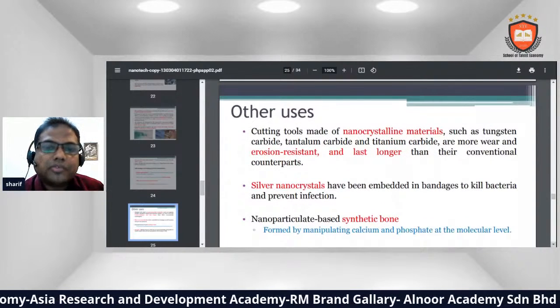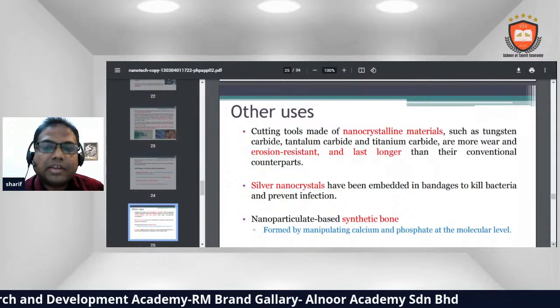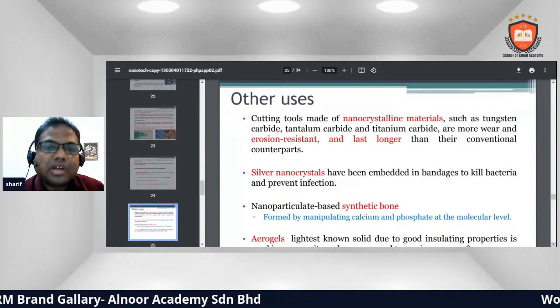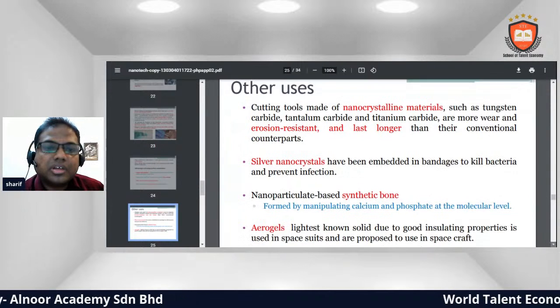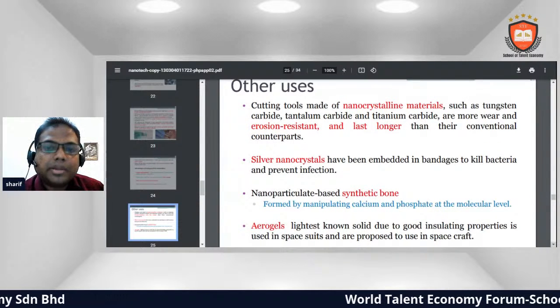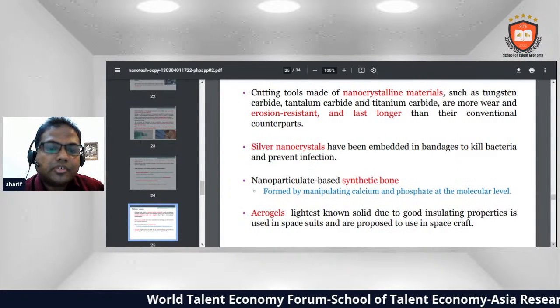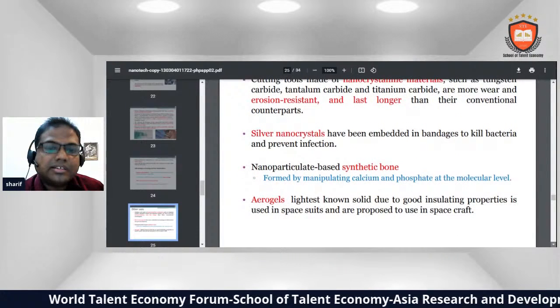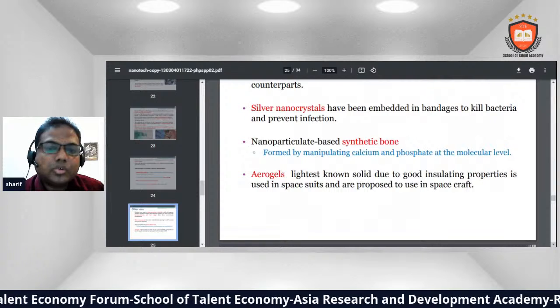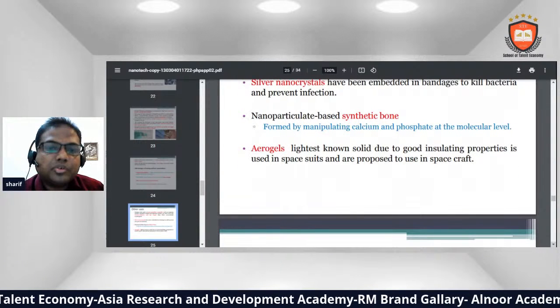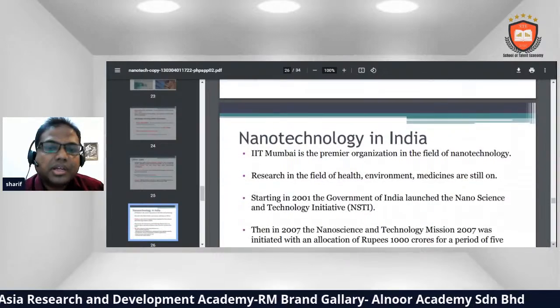Other cutting tools are made of nanocrystalline materials such as tungsten carbide, tantalum carbide, and titanium carbide. Silver nanocrystals have been embedded in bandages to kill bacteria and prevent infection. Nanoparticle-based synthetic aerogels, the lightest known solid, due to good insulating properties, are used in space suits and are proposed for use in spacecraft.